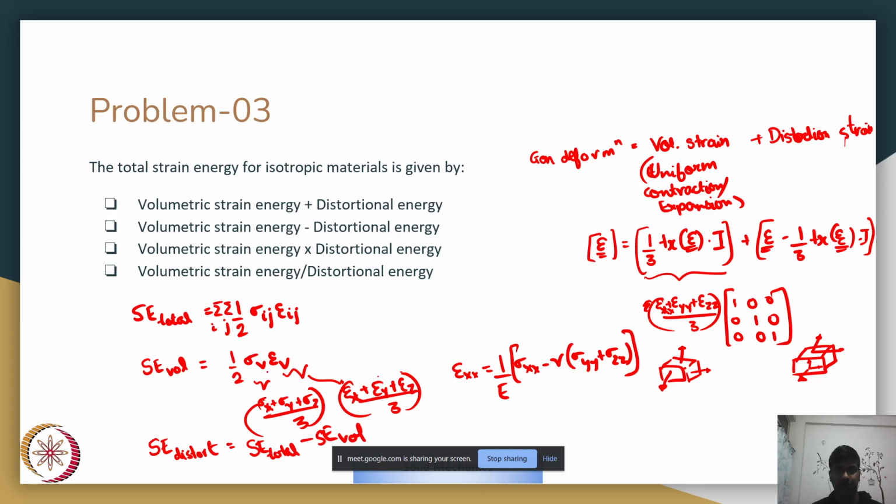Okay, so this basically gives you the expression to calculate total energy and volumetric strain energy. Is this clear? Yes, sir. Okay.